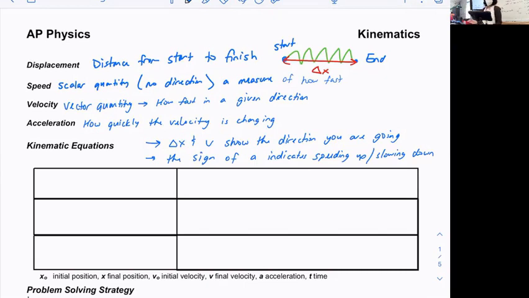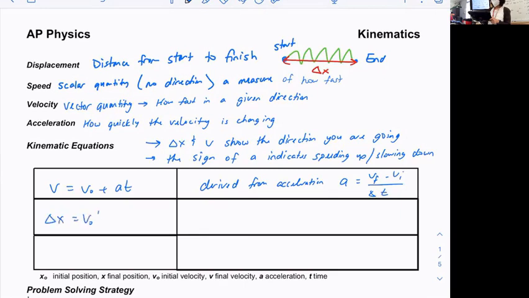Okay, kinematic equations. These are v equals v naught plus at. This is just derived from acceleration. Acceleration is equal to v final minus v initial over time. The next one is delta x equals v naught t plus one half a t squared, and this is just the displacement of an object in a given time.